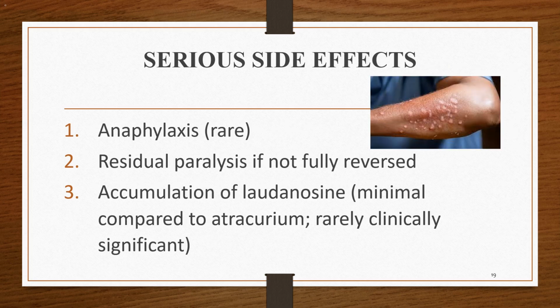Serious side effects of Cisatracurium. 1. Anaphylaxis, rare. A severe allergic reaction can happen but is uncommon with Cisatracurium. 2. Residual paralysis if not fully reversed. If Cisatracurium's effects aren't fully reversed, muscle weakness can occur. 3. Accumulation of laudanosine, minimal compared to Atracurium, rarely clinically significant. Laudanosine is a breakdown product. Cisatracurium produces less of it than Atracurium, and it's rarely a problem.